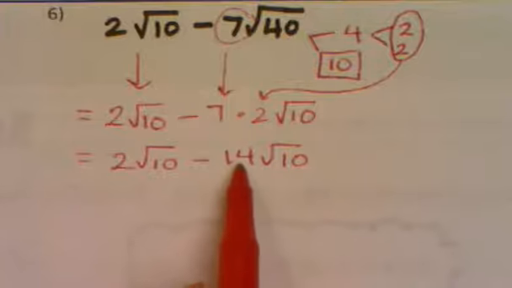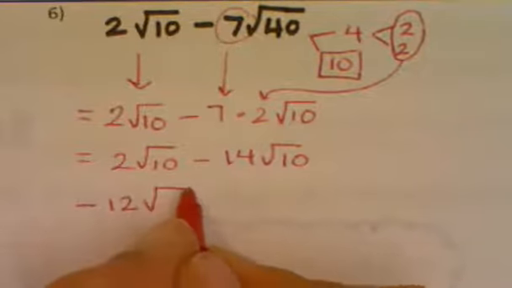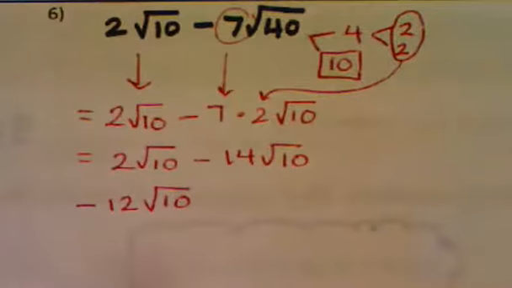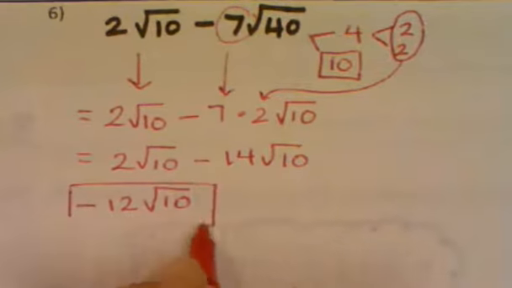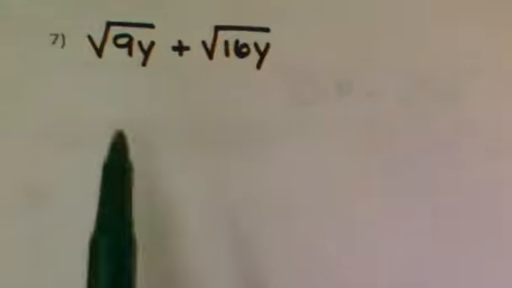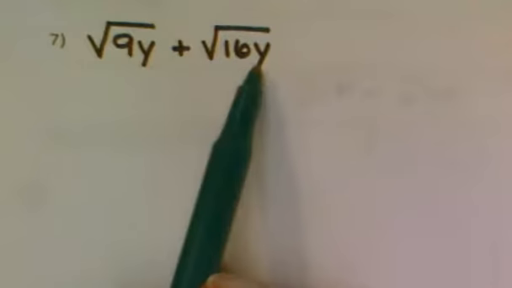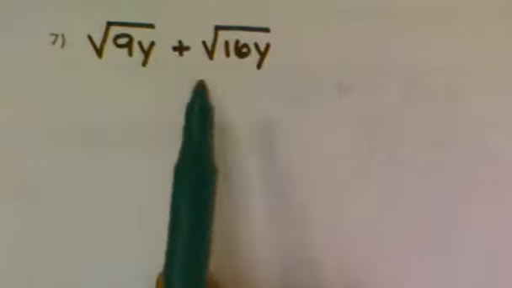Okay, well 2 minus 14 is negative 12. And we keep the root 10. For example 7, it's very similar, but now we have a variable included. So it's just like when we first started simplifying with variables. That's going to stay there and it's okay.